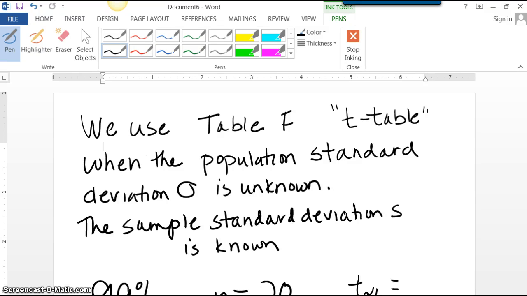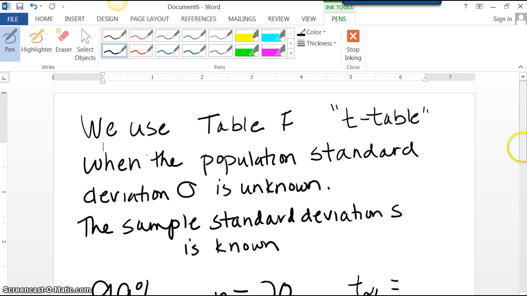This video will demonstrate looking up numbers on table F, which is called the t-table. The population standard deviation would be unknown, and that's how we know to use the t-table rather than the z-table, but there would be a sample standard deviation known.